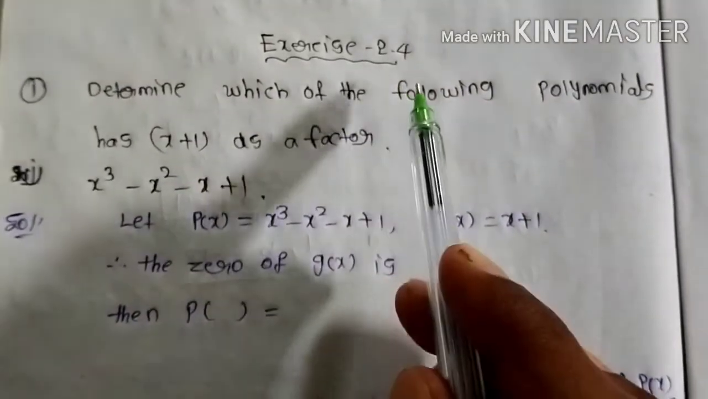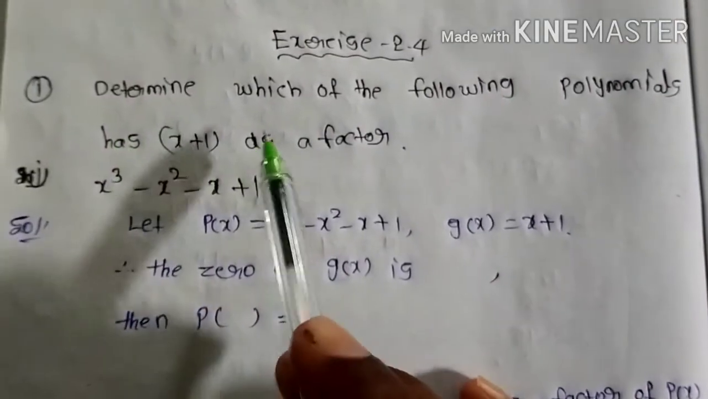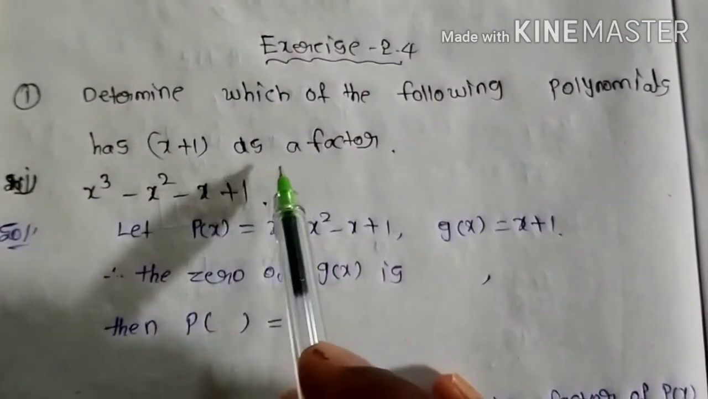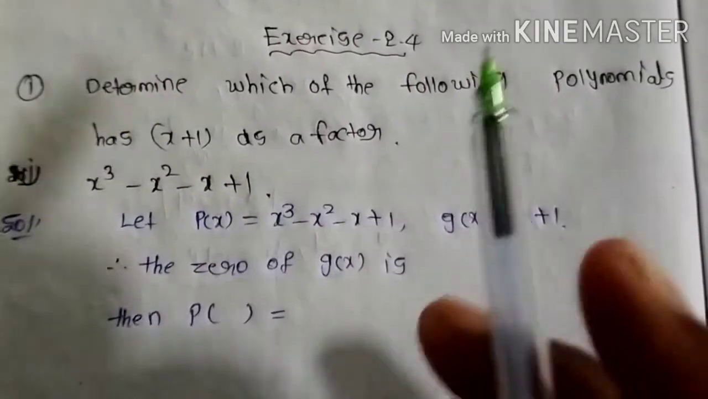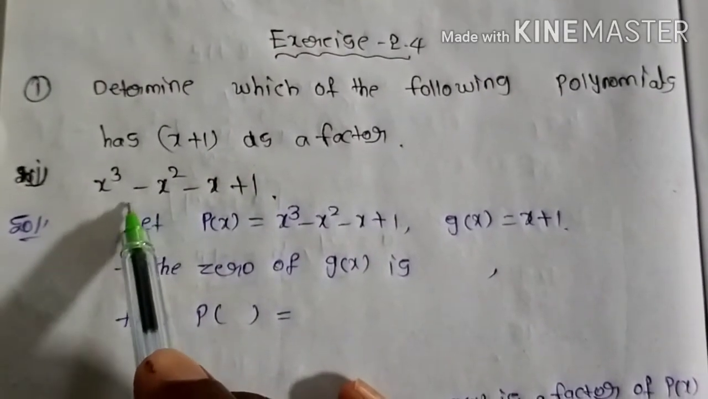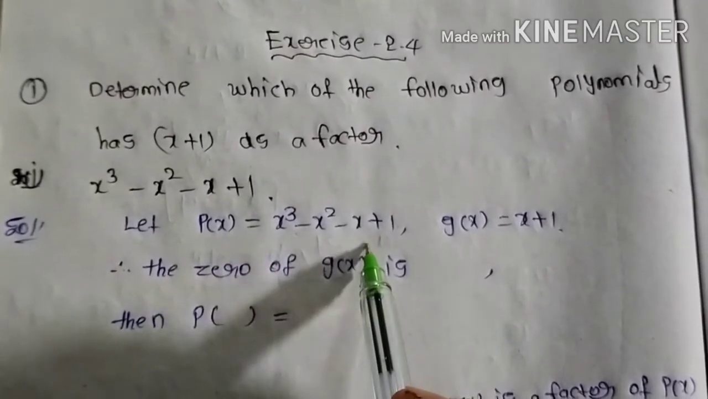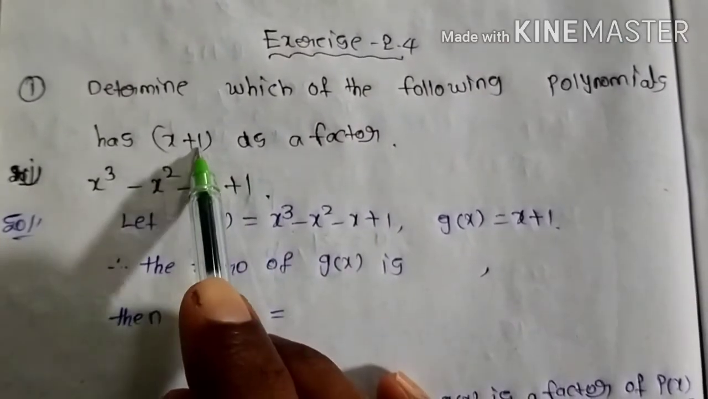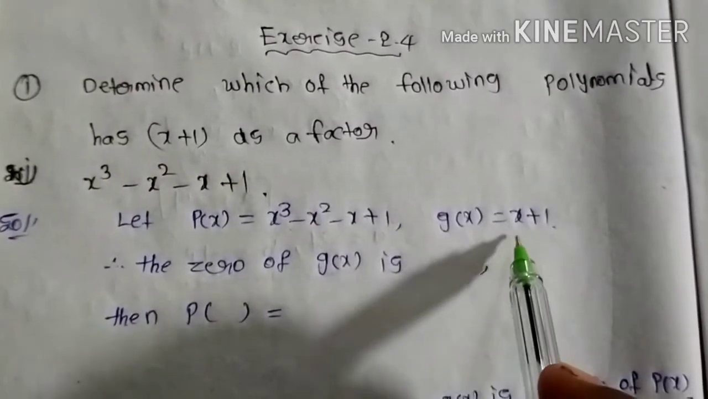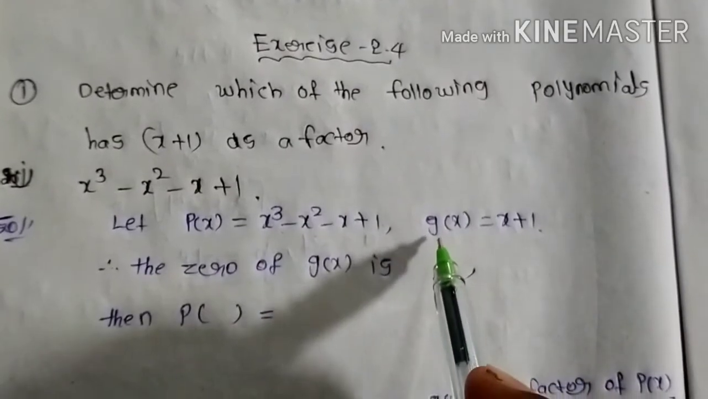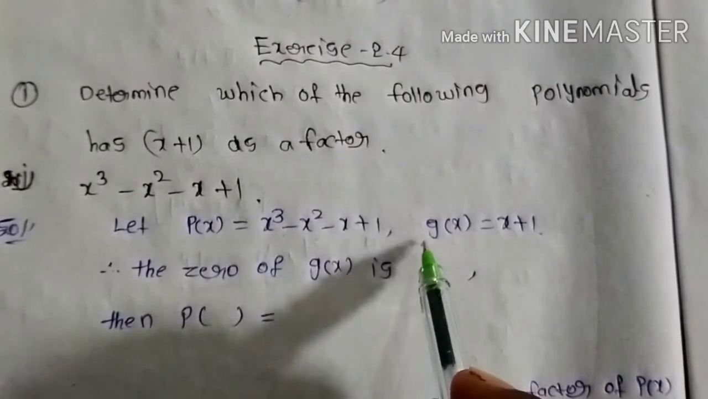See here, exercise 2.4, question number 1. Determine which of the following polynomials has x plus 1 as a factor. First of all, I am writing, let p of x is equal to x cube minus x square minus x plus 1. Next I am taking this one as g of x. g of x is equal to x plus 1. See here, we need to check whether it is a factor or not.